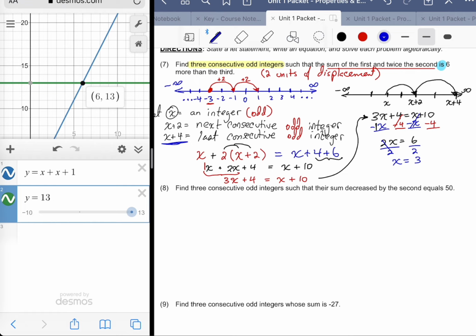Find 3 consecutive odd integers. We know one of them is 3. The second one, add 2 to the 3, you get a 5. Add another 2, you get a 7. All right.